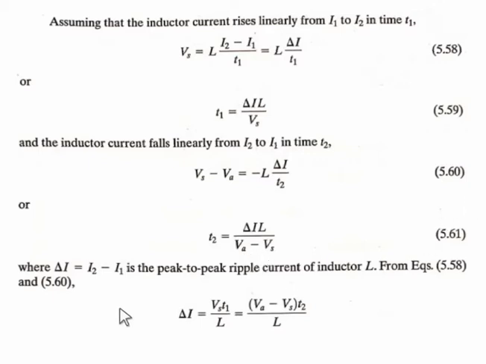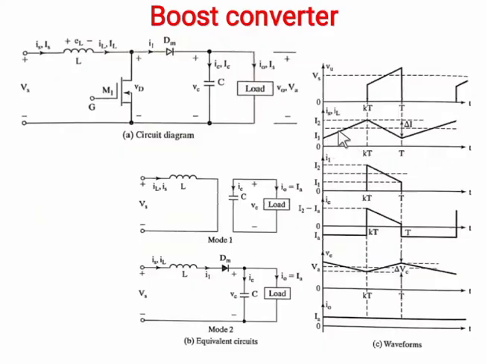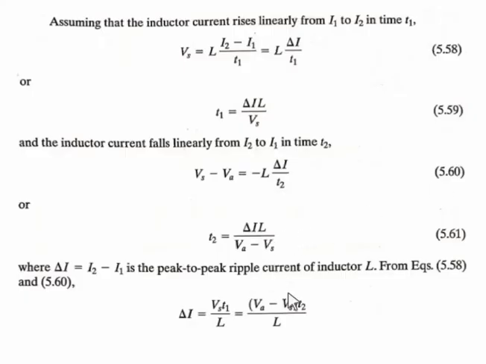Now delta I is I2 minus I1, the peak to peak ripple in the inductor current. So delta I equals Vs T1 divided by L. This delta I is defined as Vs T1 divided by L, and this delta I is defined as V0 minus Vs T2 divided by L. So if we compare these two equations of delta I, it becomes this.